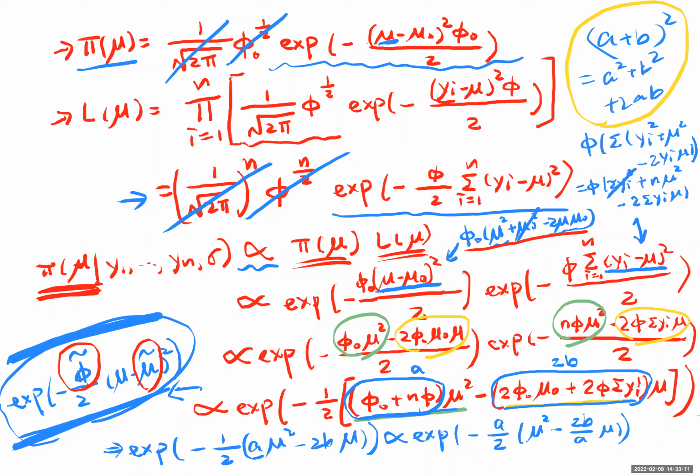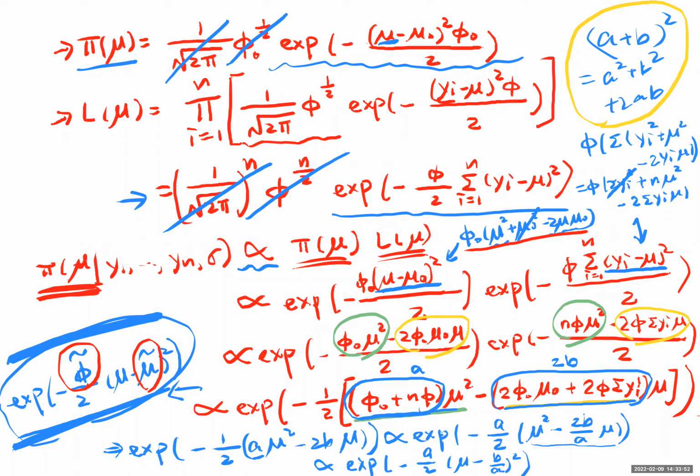Okay? So if I have, again, negative one over two times A mu squared minus two B mu, I just need to get the A as a constant outside. So I start to have negative A over two times mu squared minus two B divided by A mu. Okay. And now if I try to complete the square, I can have exp negative A over two, let's just stay over there, we don't need to worry about it. If I try to complete the squares over here, I really have mu minus B over A, squared.